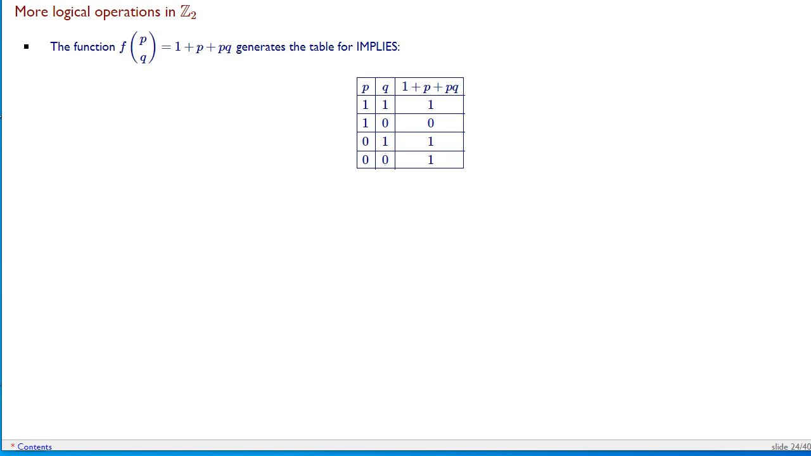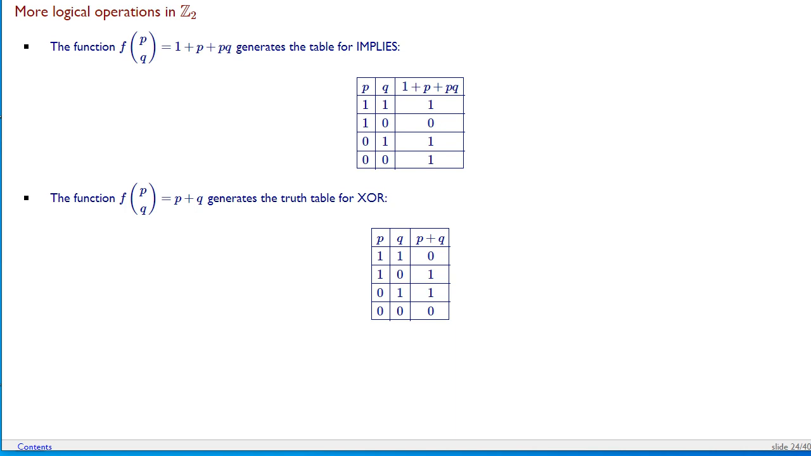Other important operations are implies, and you will recall that P implies Q is true except in the case where P is true and Q is false. We can replicate the result of that operation by adding together 1 plus P plus PQ. That's going to give us 1 here. The 1 plus P will give us 0 here. And 1 plus P plus PQ is going to give us 1 in both the cases where P is equal to 0.